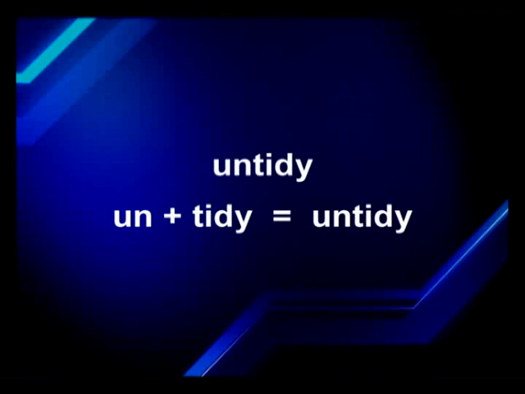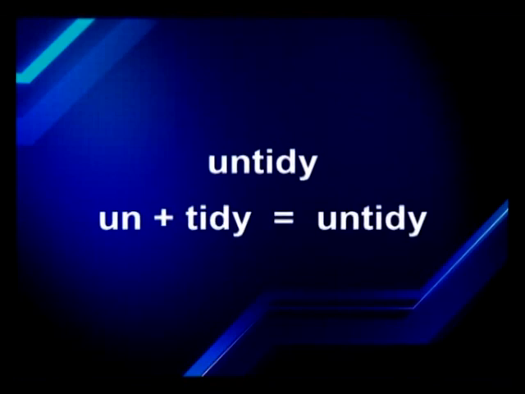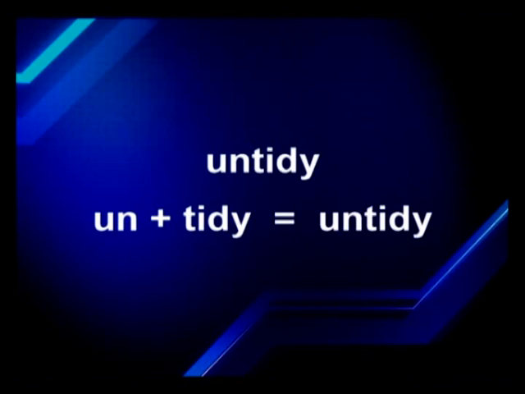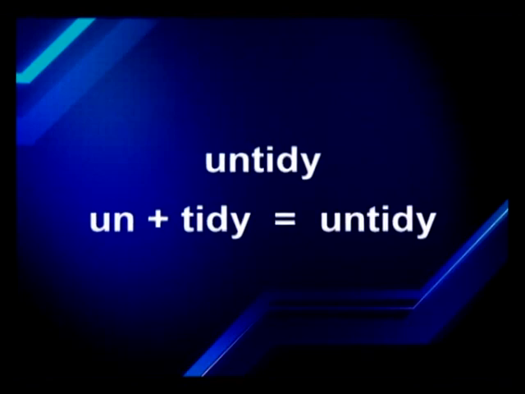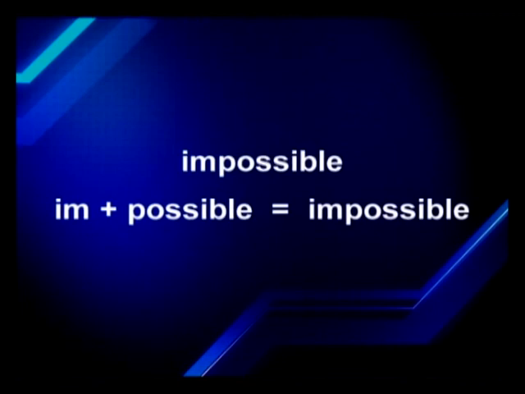Let's look at the words again. There are two parts of the word untidy. Un plus tidy equals untidy. Here, un is added to tidy. Look at the next word, impossible. Im plus possible, impossible.